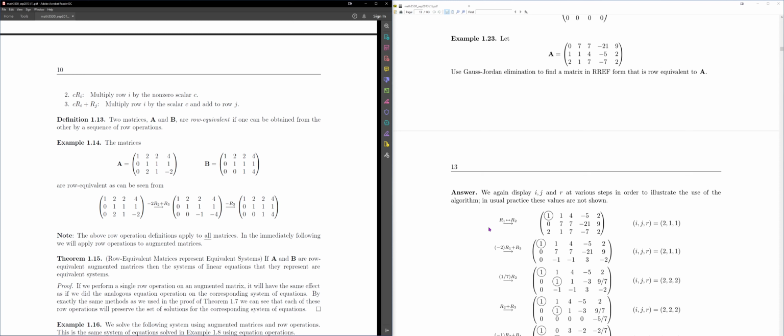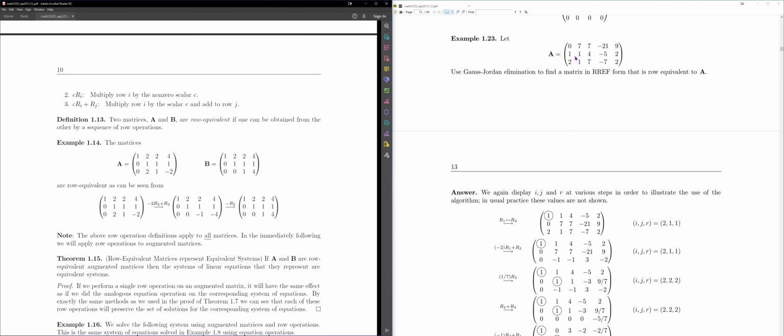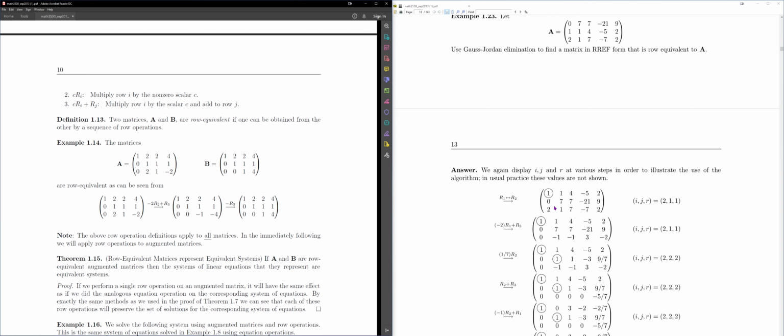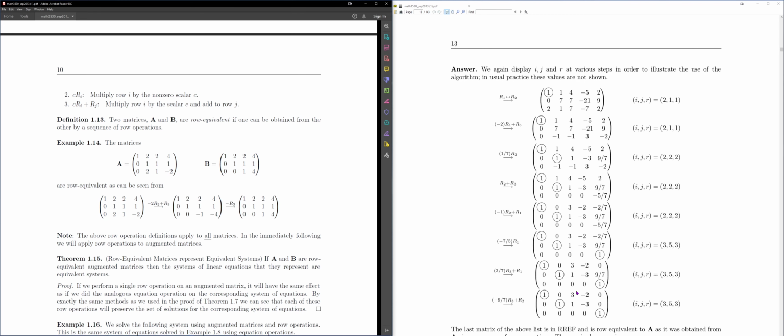Consider this matrix here that I have. What I'm doing in this problem is applying a sequence of row operations. To go from here to here, I do this row operation. To go from here to here, I do this row operation. And then I keep doing row operations.